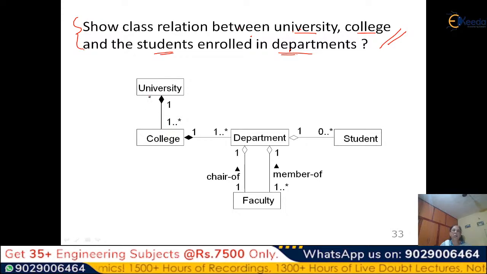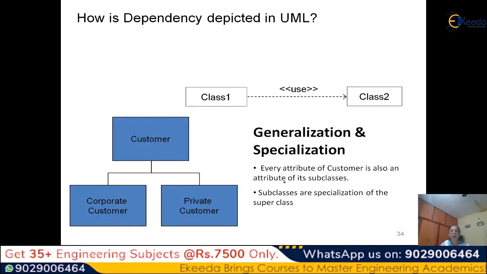So always a college will be part of a university. So this will become a filled diamond, a composition, whereas student belonging to a department is an aggregation, because a student can change the department, and a student will take courses in different departments. So that is why this is a hollow one. Similarly, faculty and department, they can be taking different classes in different departments. They can be members of multiple departments also. Faculty may be common.